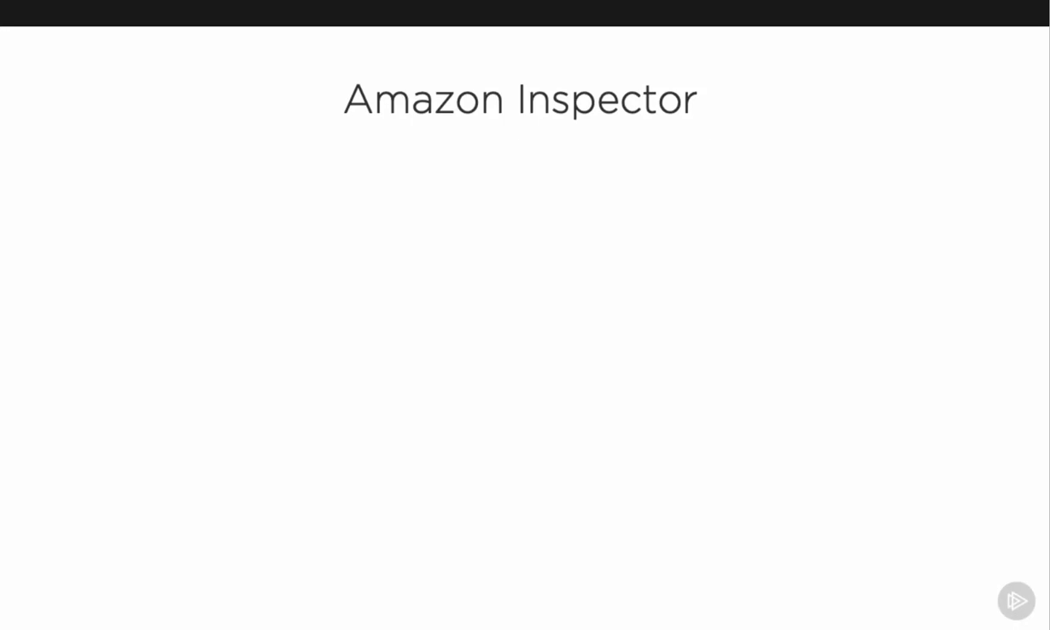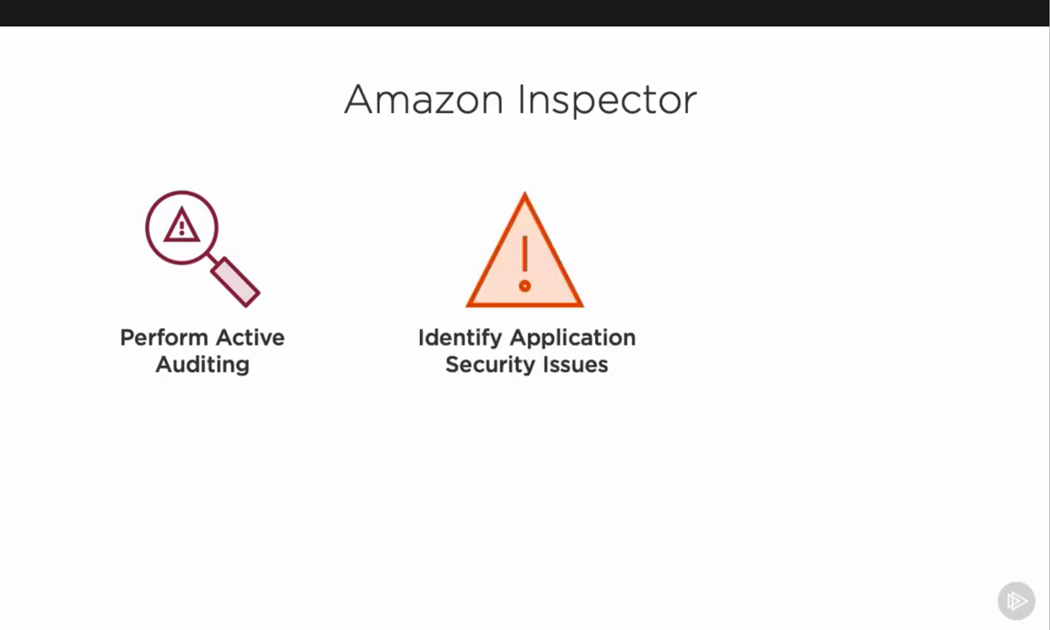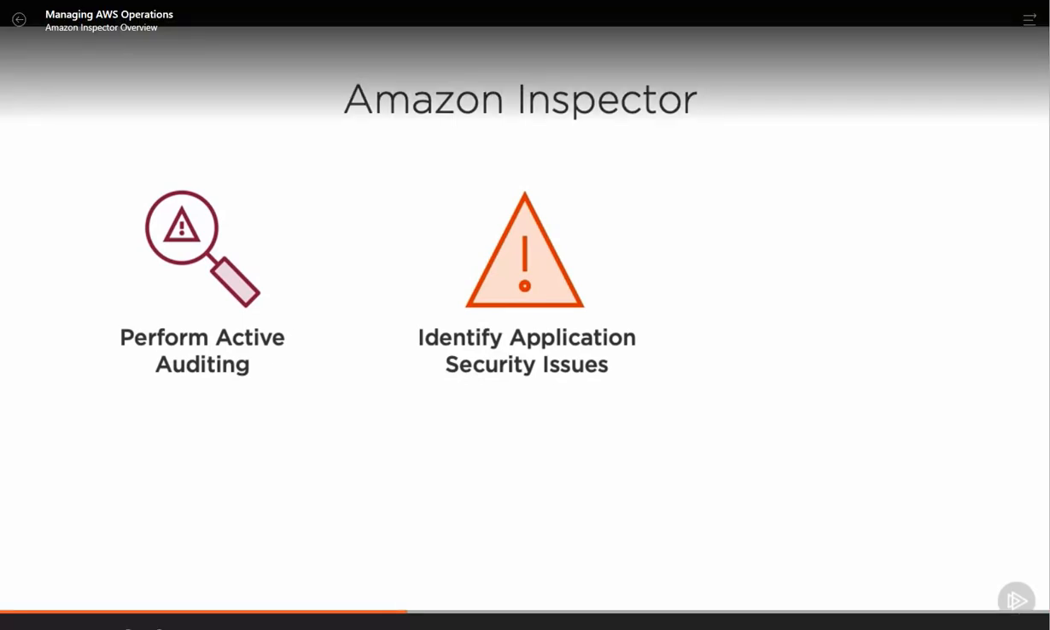Now, the first thing it lets us do is perform active auditing. So we're going to be able to actively monitor and audit our current AWS resources, and then if needed, alert on any violations. The next thing that it allows us to do is identify application security issues. So if we're missing some patches for some operating system packages that we might have installed, we're going to be able to identify and act on those different issues.